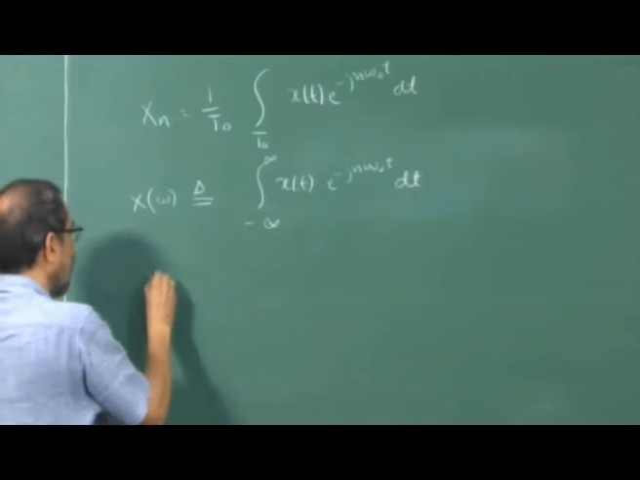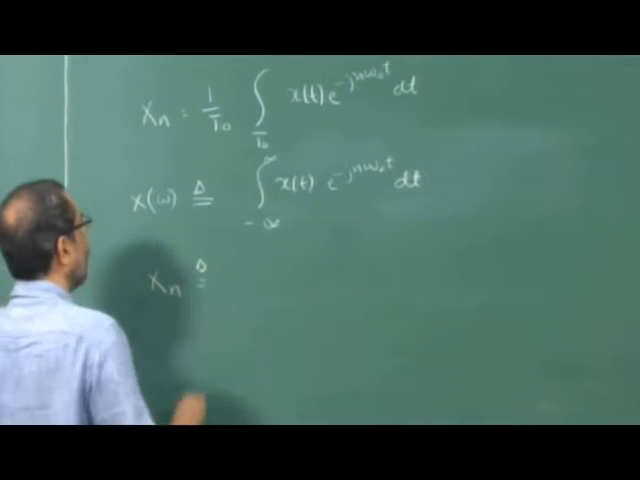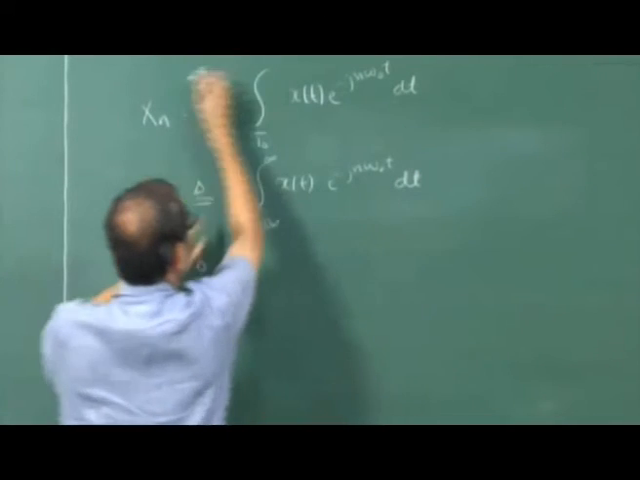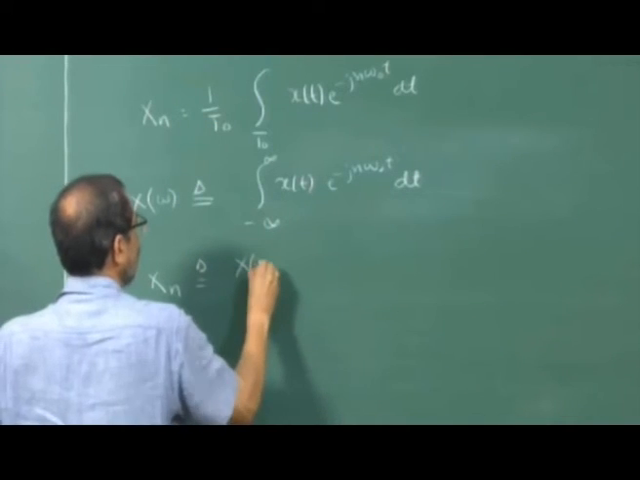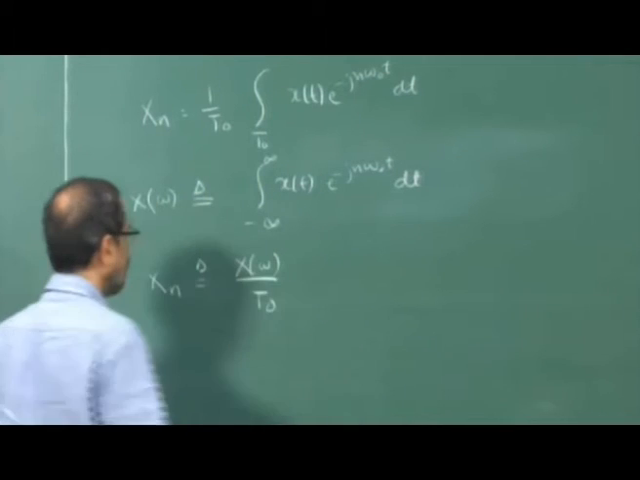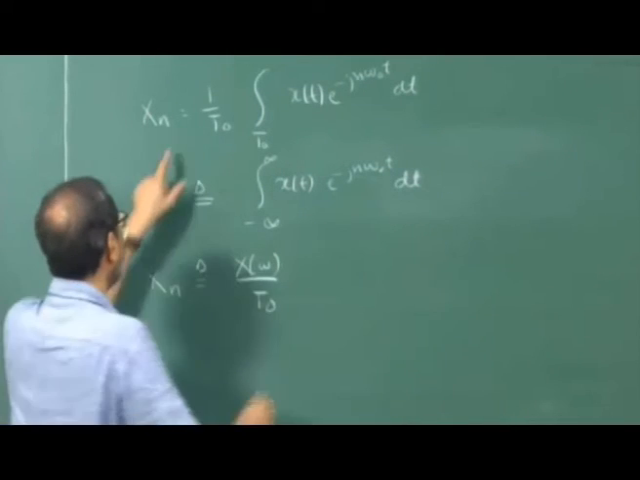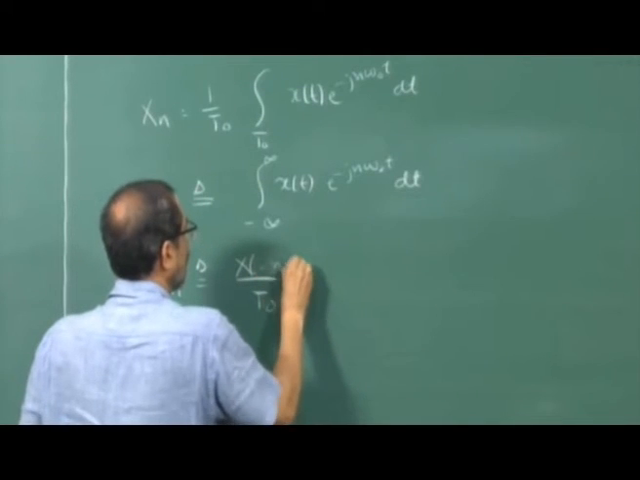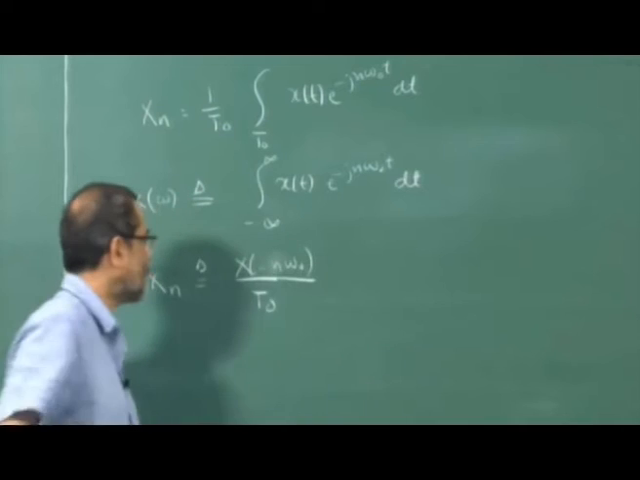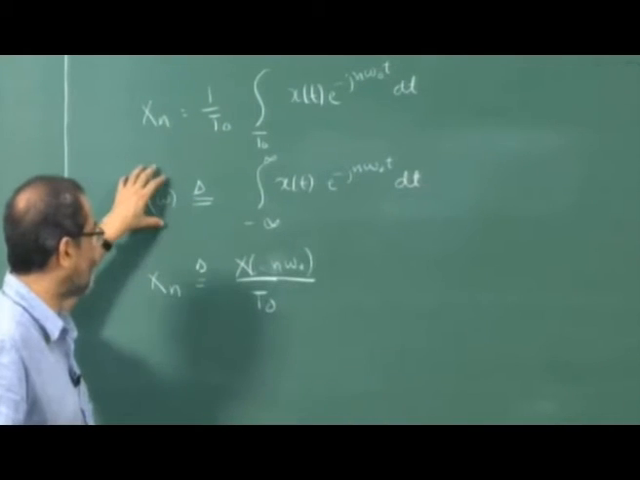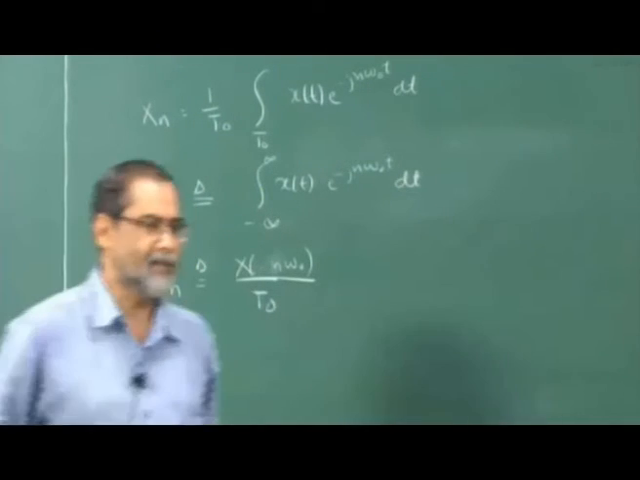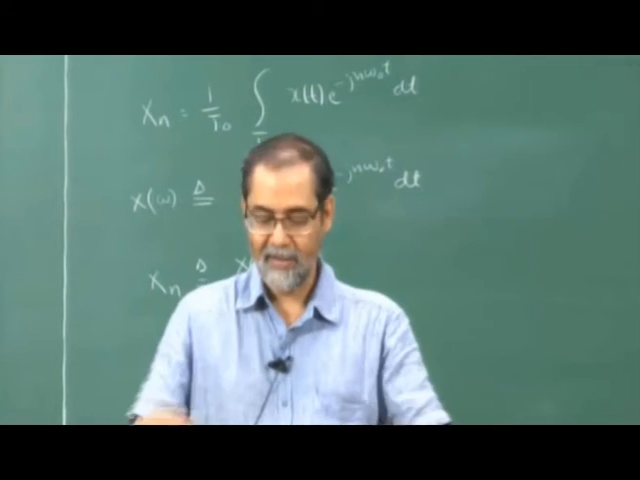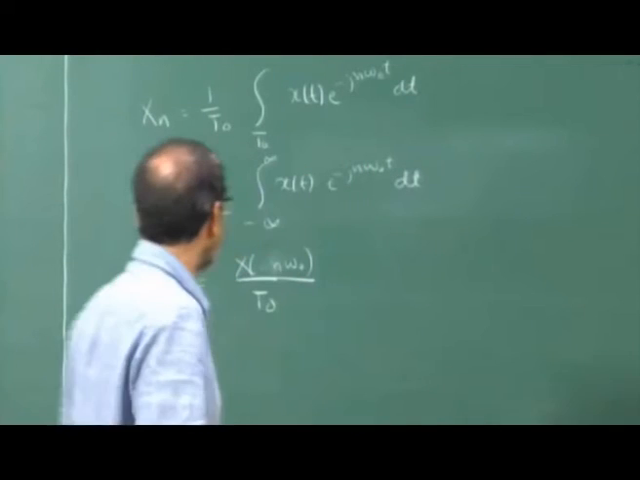So in fact, I introduce another definition: except for this t naught, this part is x of omega, so xn is x of omega by t naught, with omega now taking specific values of n omega naught. So the moment I define x of omega, xn can be defined as x of n omega naught by t naught.